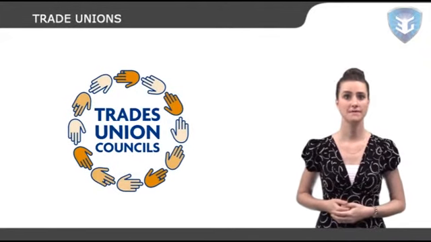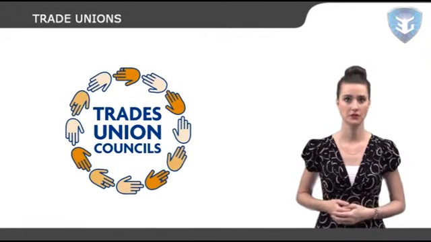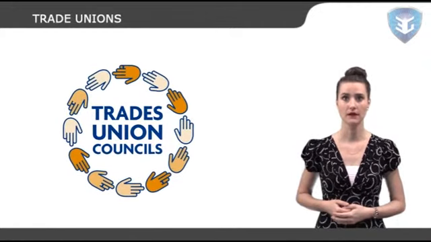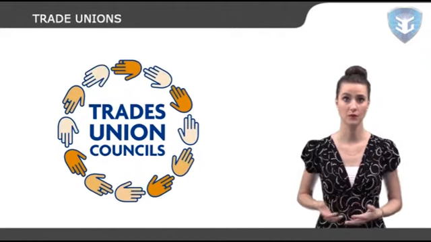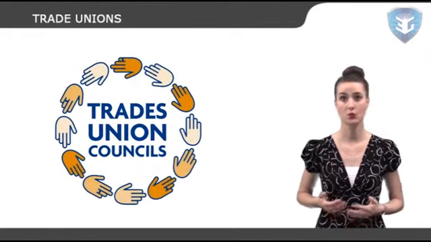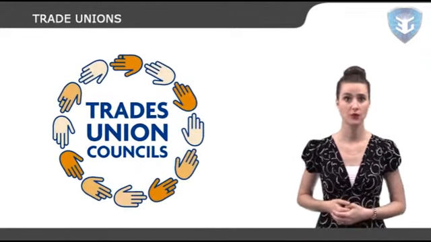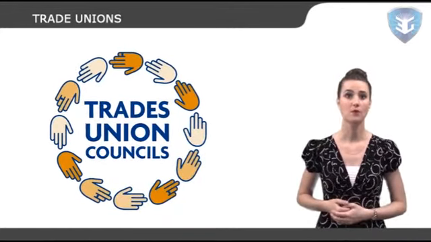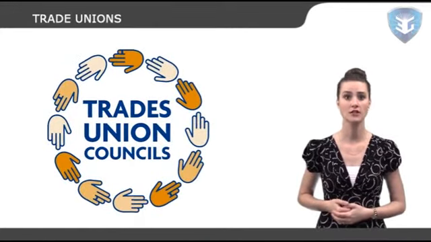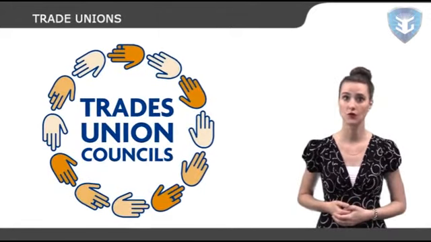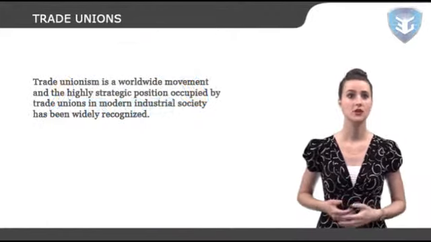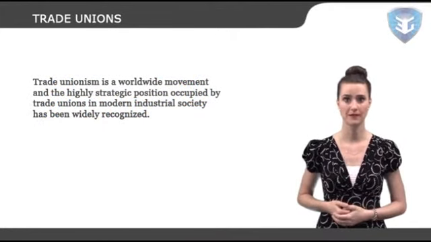The Trade Union Act defines a trade union as a combination, whether temporary or permanent, formed primarily for the purposes of regulating the relations between workmen and employers, or between workmen and workmen, or between employers and employers, or for imposing restrictive conditions on the conduct of any trade or business, and includes any federation of two or more trade unions.